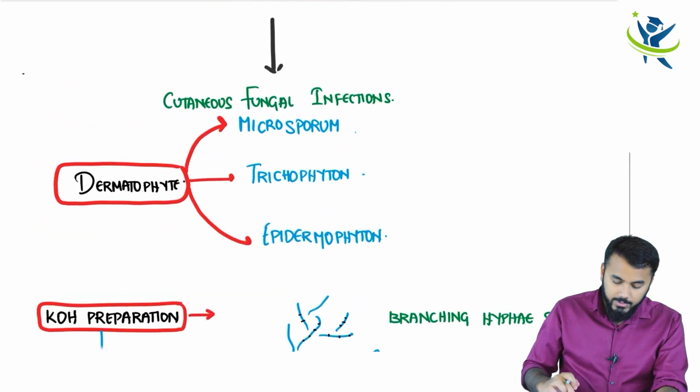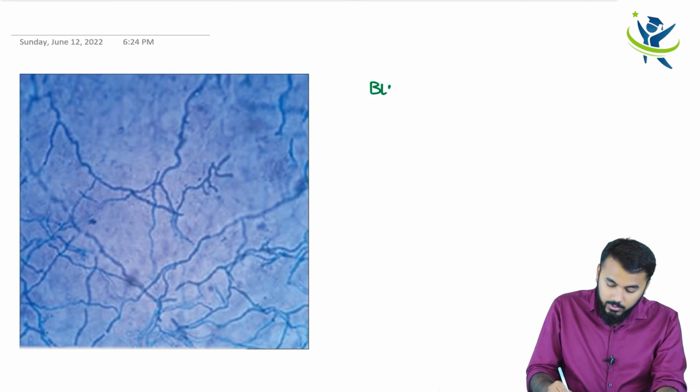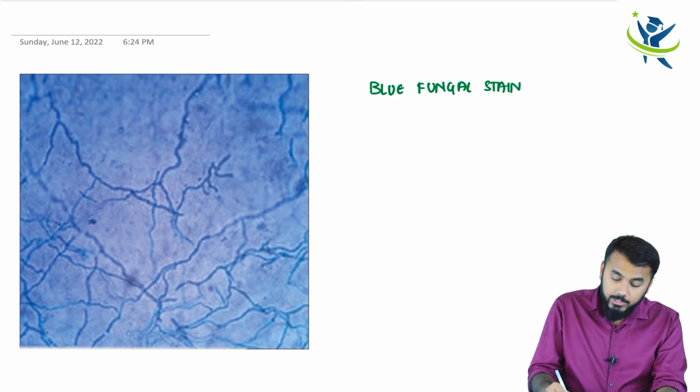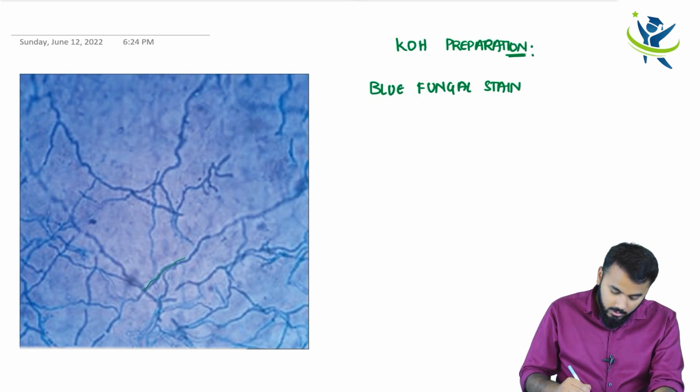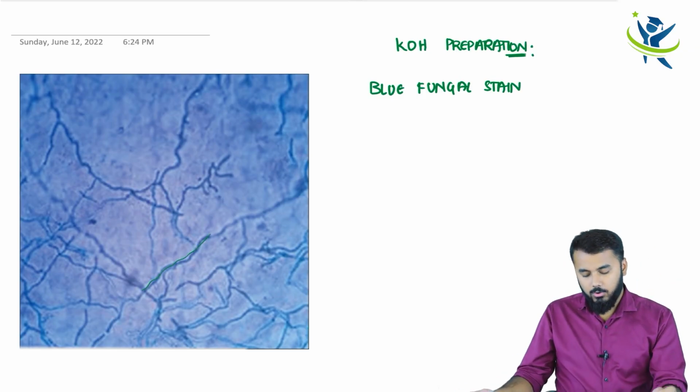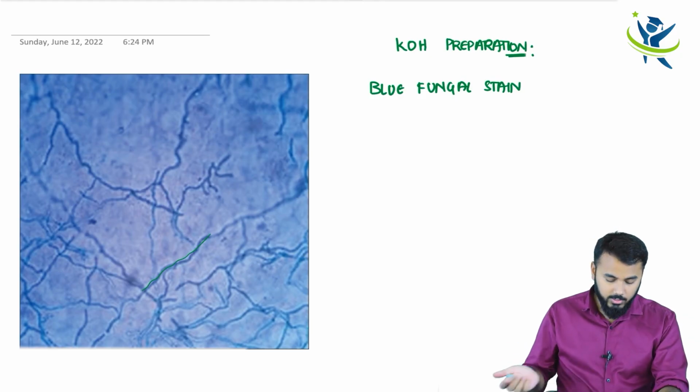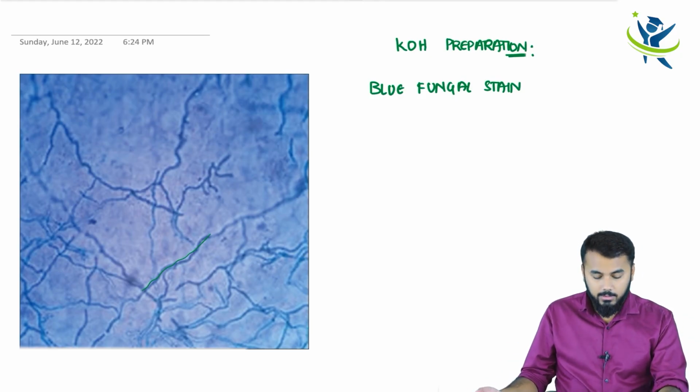Let me show you a picture of that, guys. You can see the color is blue because we have used a blue fungal stain. What is this preparation called? This is called the KOH preparation. On this you would find hyphae. You see all these reticular-like things; these are nothing but hyphae, which are branched. You can very clearly see they are branched, right?